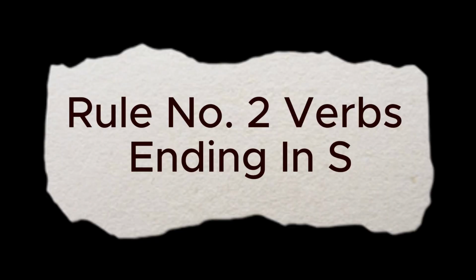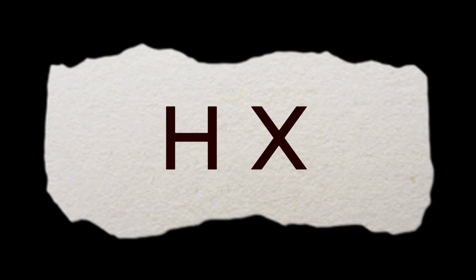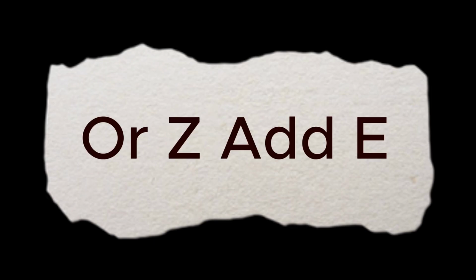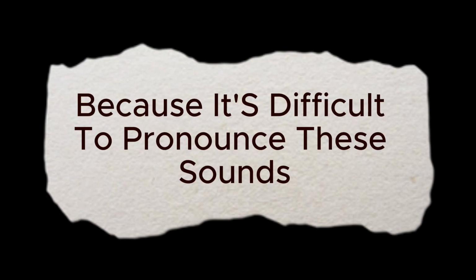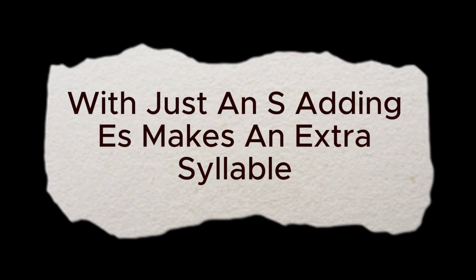Rule number 2. Verbs ending in s, ss, sh, ch, x, or z add es, not just s. Why? Because it's difficult to pronounce these sounds with just an s. Adding es makes an extra syllable.